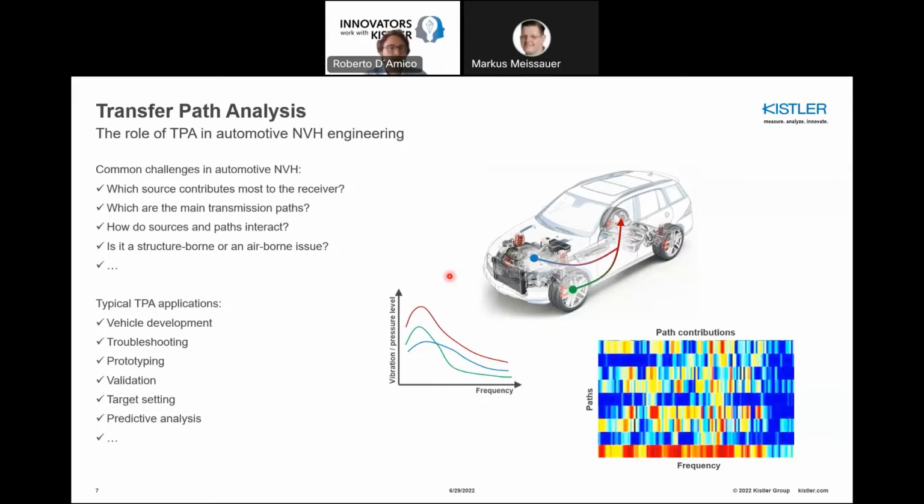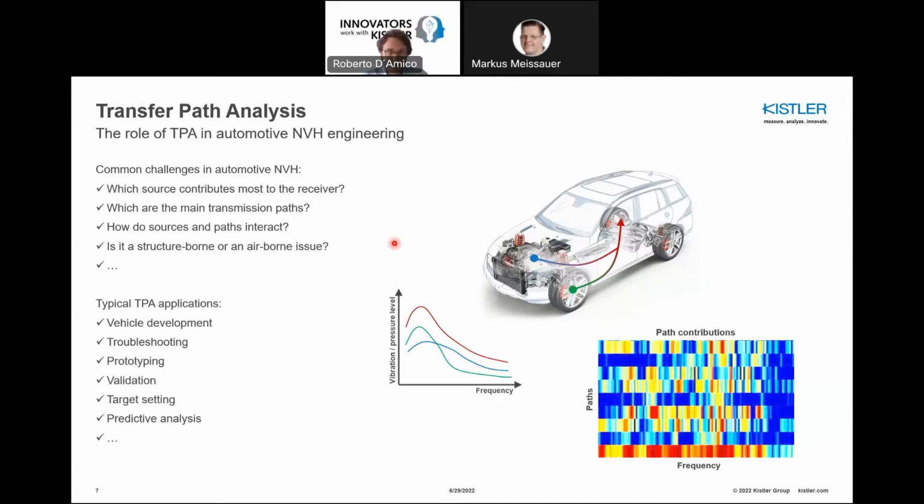For example, we can understand which sources are contributing most to a certain receiver, which are the main transmission paths that the noise and the vibration are taking, how sources and paths interact, as I just mentioned in a previous slide, or more advanced issues like what is a structure-borne and an airborne issue that is giving us problems, because of course you as engineers want to take a measure against that. And of course, structure-borne and airborne issues have different measures to be taken. These are just a few questions, but of course you name them.